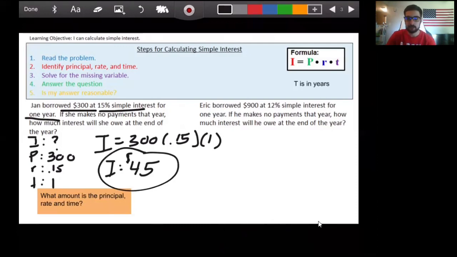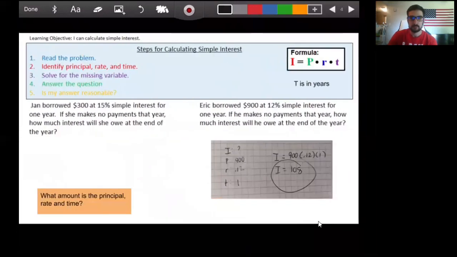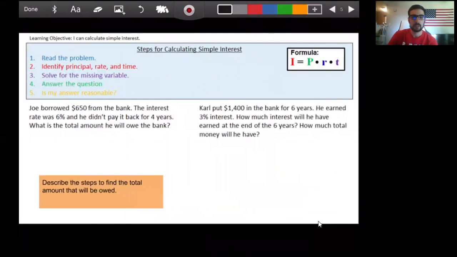So go ahead and pause your video. I'm going to need you to work out the one on the right. And what you should have here is you would get an interest of $108. Okay, so we just plug everything in, multiply it out, and get $108. All right, so moving on here.